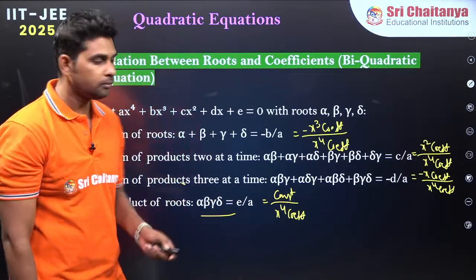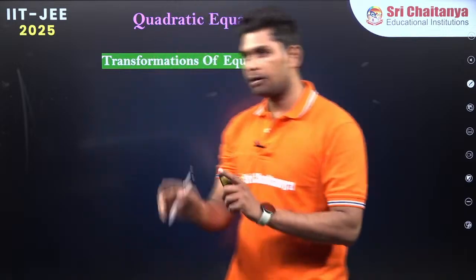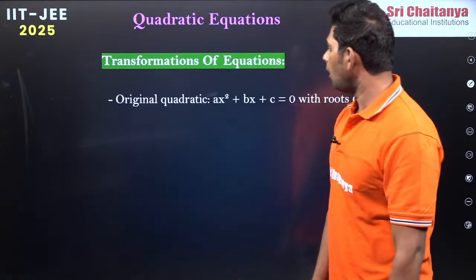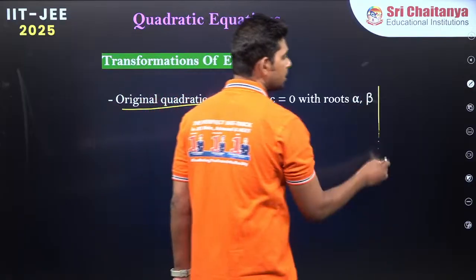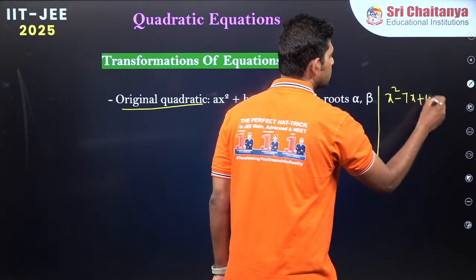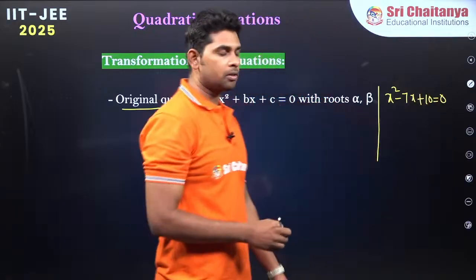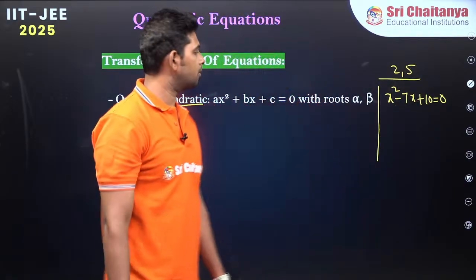Okay now, then you have transformations of the equation. This is the last topic. It will take 5 minutes only. Let us see that. Original quadratic equation with the roots: I am taking x square minus 7x plus 10 is equals to 0. All of you know the roots of this equation, very simple, that is 2 comma 5. 2 comma 5 are the roots of this equation.